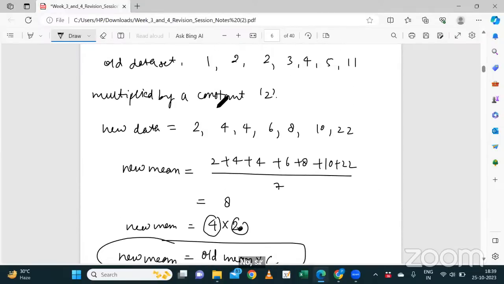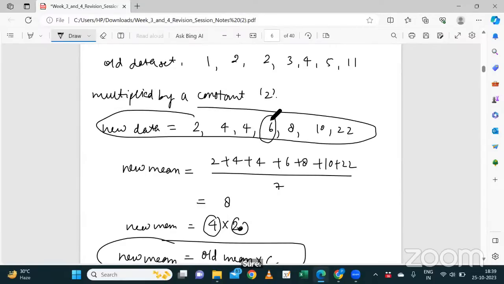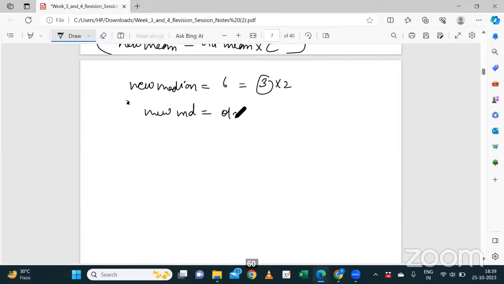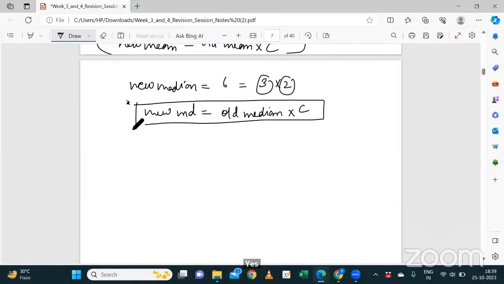So the median for this data set is 6, right? Yes, sir. So this is the 6. So can I write down 3 into 2? Yes, sir. So the new median is 3 into 2, where 3 is the median of the old data set, and 2 is nothing but that constant value, correct?